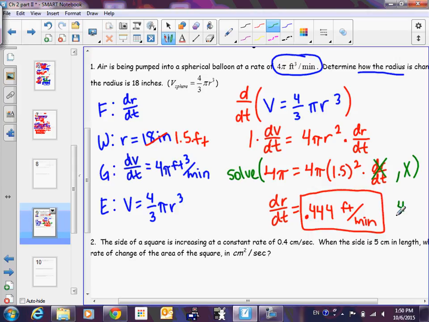Just bonus knowledge, just for you. 0.4 repeating is 4/9. 0.5 repeating would be 5/9. 0.8 repeating would be 8/9. That's just for you to know. Extra knowledge for the day.